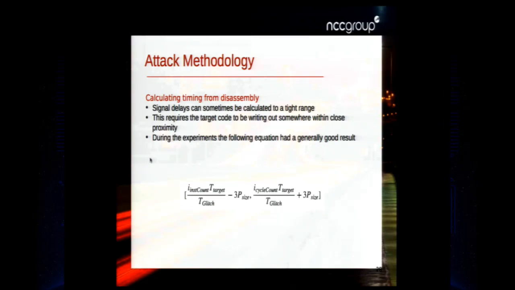So I'm going to talk about this equation a bit later, but it's just a heuristic equation that was the one that worked out for me at the end of the day. So this is what I used to calculate from the timing from disassembly. At the low end, I took the total amount of instructions I had, and at the high end, I took the amount of cycles that I had. And this was just added on, like I subtracted the pipeline size on the low end and added the pipeline size on the high end just because. It's a heuristic equation. There's not really much rhyme or reason with it. This is what worked for me.